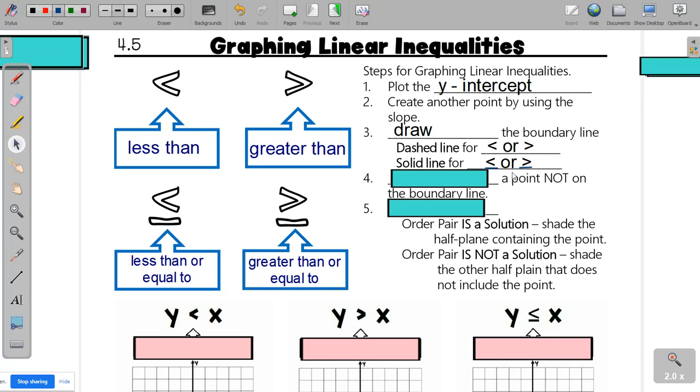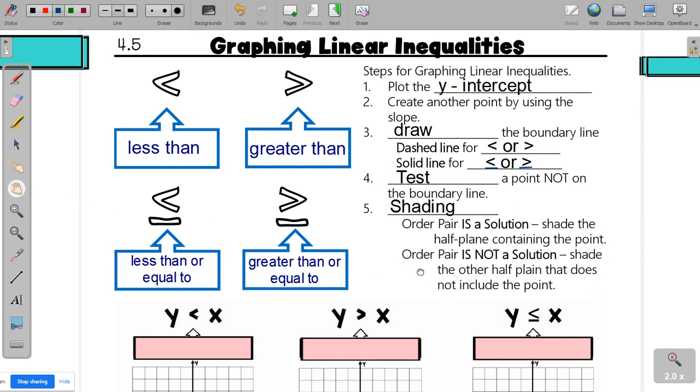After you have your line drawn, now you are going to test a point that is not on the line. So if you substitute that point in and your ordered pair is a solution, then you are going to shade the half plane containing that point. And if that ordered pair you tested is not a solution, then you're shading the other half plane.